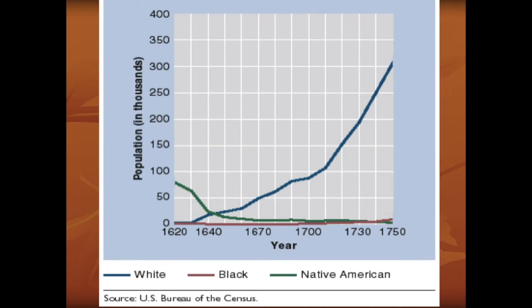If you look at this chart here, for example, you can see the white population is going to go up and the Native American population is going to decline, partly because of disease, partly because of war. You'll notice that there is a small black population. Interestingly, slavery was allowed in all 13 colonies at one point.